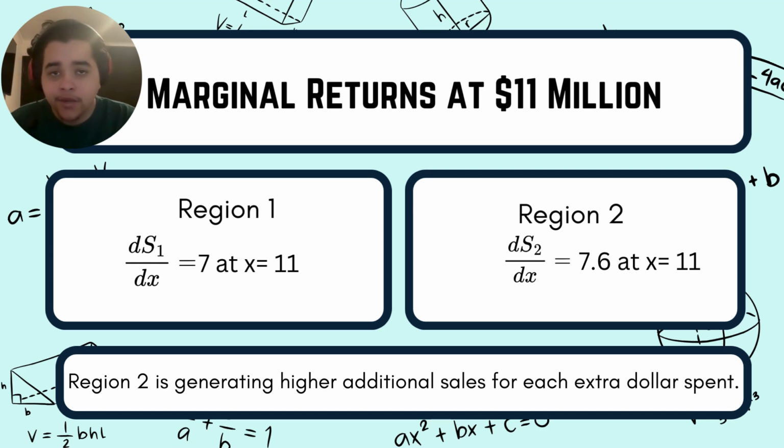Now let's evaluate the marginal return when the company spends $11 million on TV advertising. In region 1, at 11 million, the marginal return is 7, meaning for every extra $1 million, they generate 7 million in sales. In region 2, the marginal return is 7.6, meaning region 2 generates more additional sales than region 1 for the same spending.